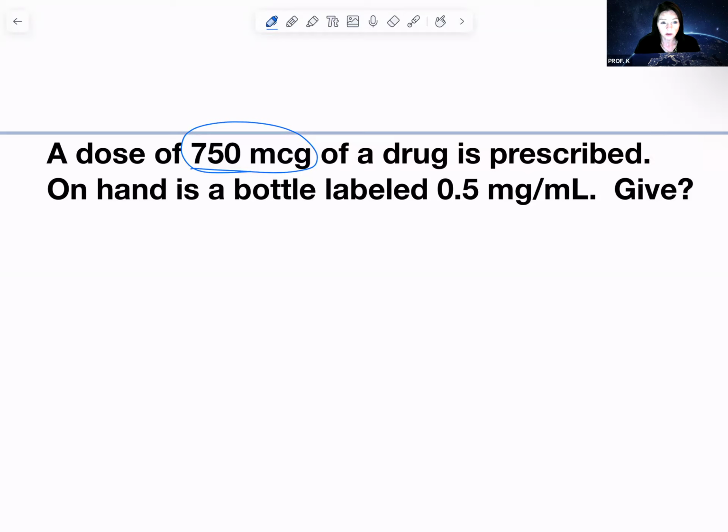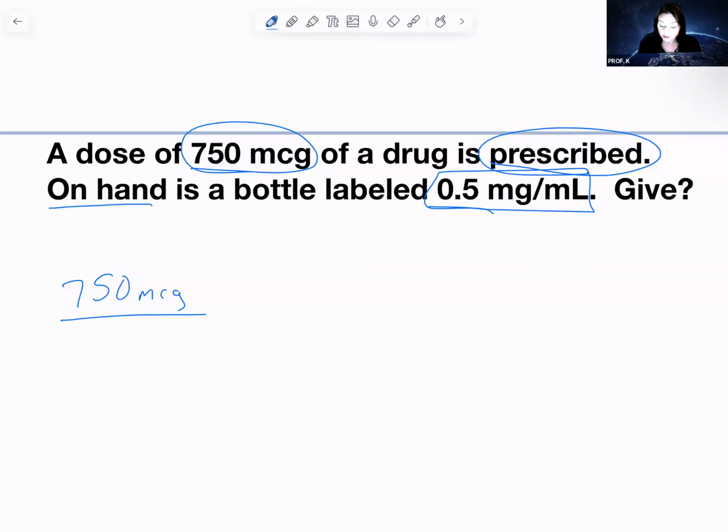So let's do this dimensional analysis. I always start with the given, which is my doctor's order. It's a one factor because there's one element to the doctor's order. The doctor ordered 750 micrograms of a medication, because it says prescribed. That's how I know it's the doctor's order. On hand, which means what's available, is a bottle labeled 0.5 milligrams per milliliter.